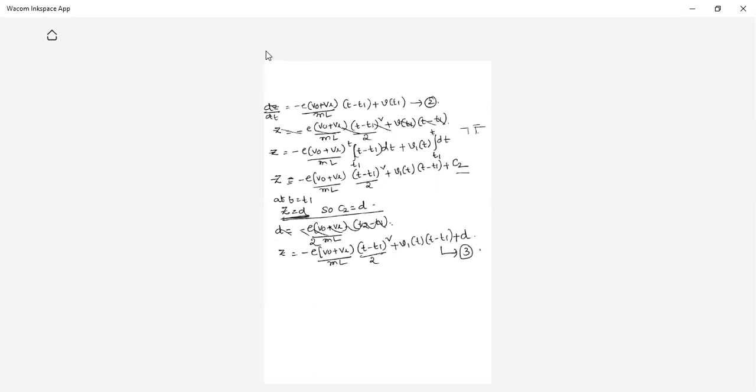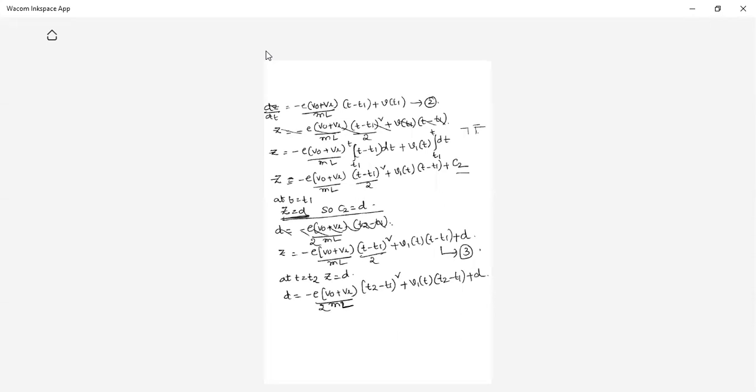Now I need z at t equal to t2, because I need the round trip time. What is round trip time? At time t is equal to t2, my z is equal to d only. So d is equal to e v naught plus vr by ml 2 ml, I'll write (t2 minus t1) square plus v1 of t into (t2 minus t1) plus d.